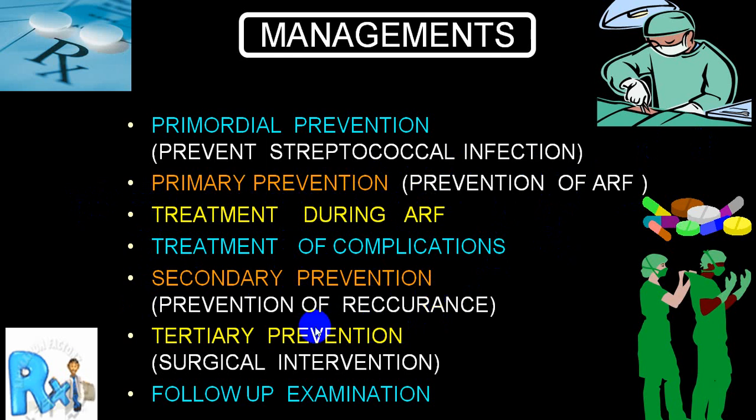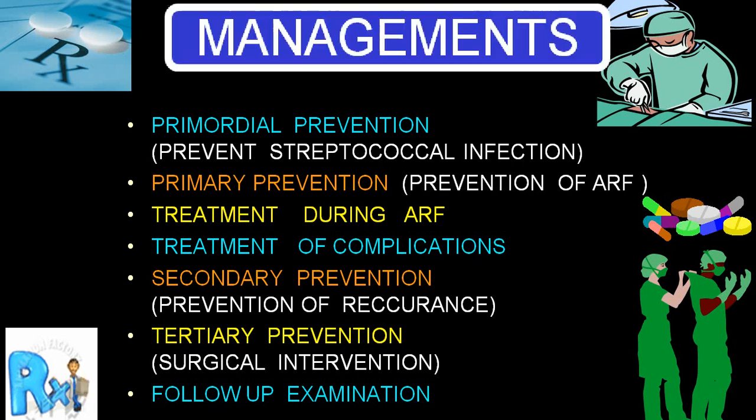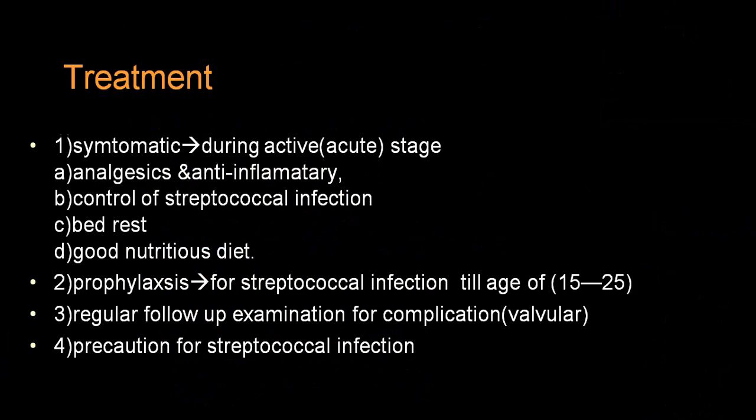In tertiary prevention, you will have to have a surgical intervention for treatment of valvular involvement, and then in all the cases you require regular follow-up to find out the complications and progress. So symptomatic treatment during the acute stage, like analgesic, anti-inflammatory, very commonly utilized is aspirin.